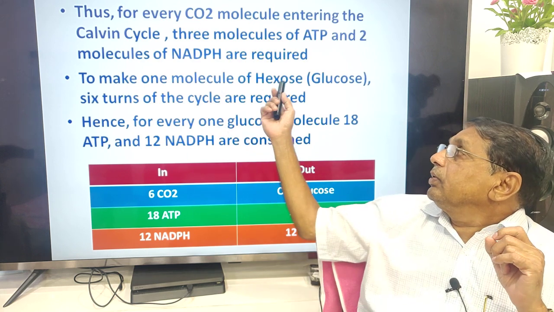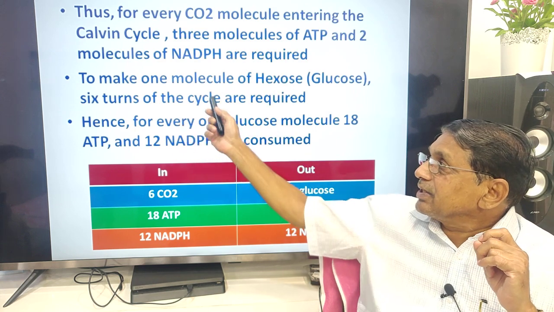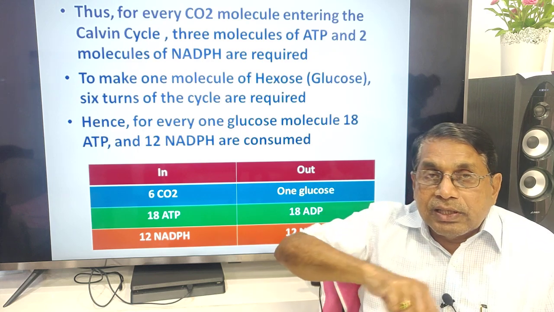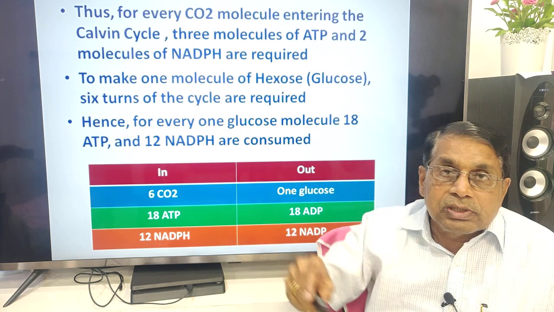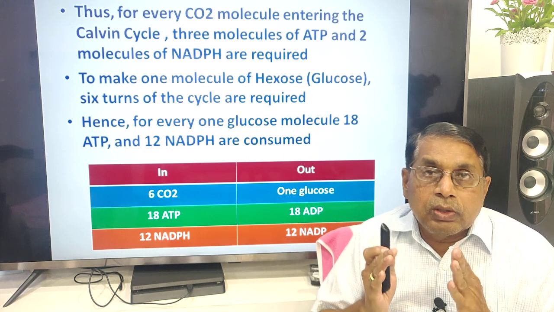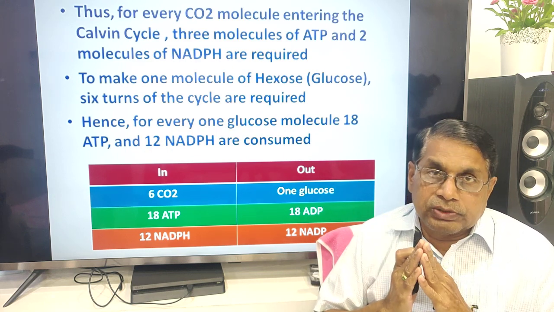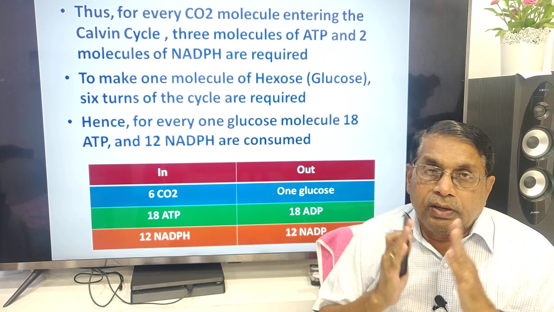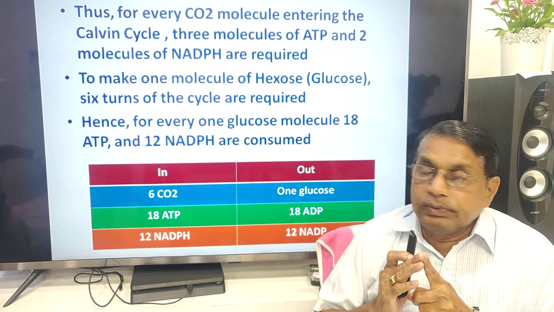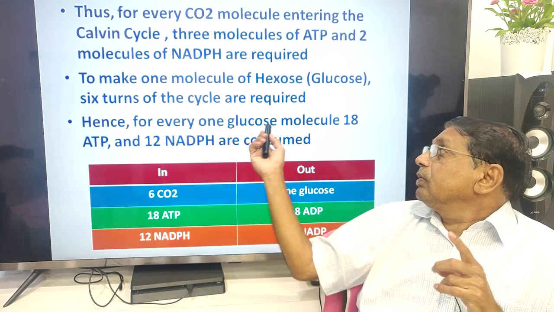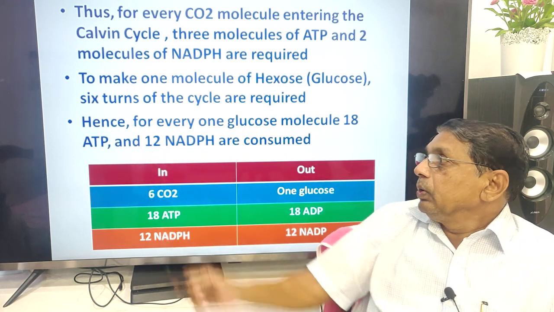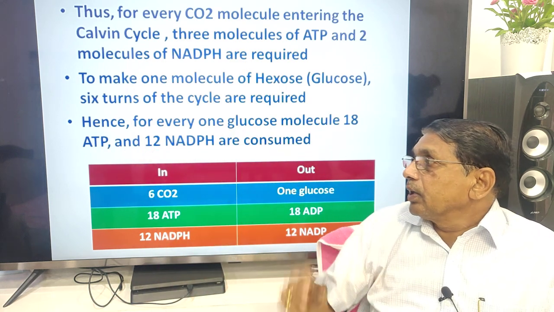To make 1 molecule of hexose, 6 turns of the Calvin cycle are required. The Calvin cycle has to take place 6 times in order to give out 1 glucose molecule as a net product. For every 6 cycles, 1 glucose, remember. Hence, for every 1 glucose molecule, 18 ATP and 12 NADPH are consumed.